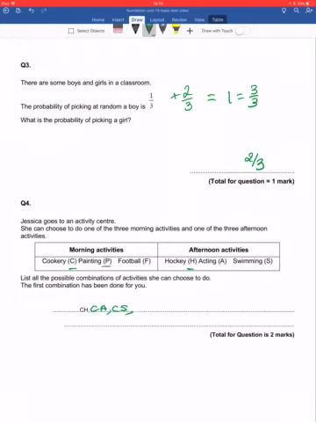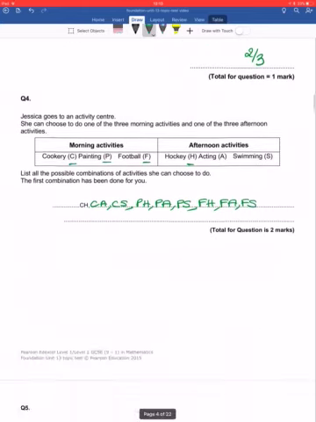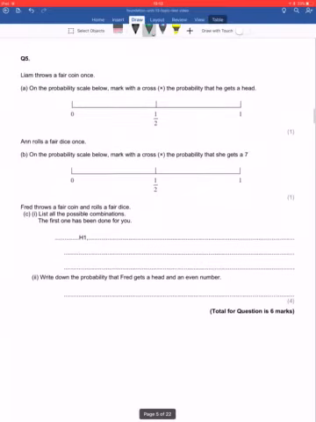Let's start with the painting now. Painting and hockey, painting and acting, and painting and swimming. And lastly, I can do football and hockey, I can do football and acting, and I can do football and swimming. Okay, nice marks. Question 5.